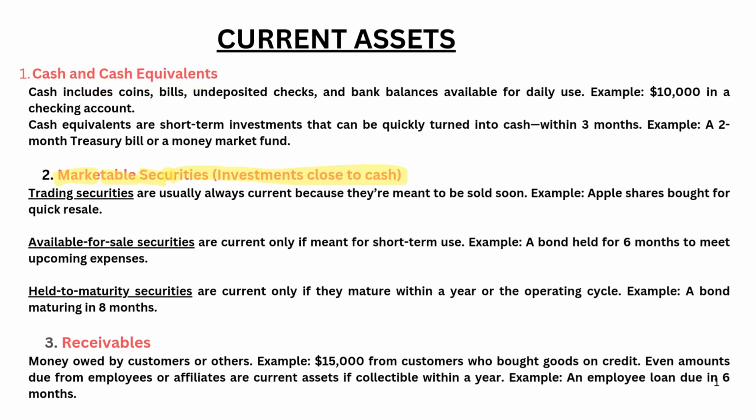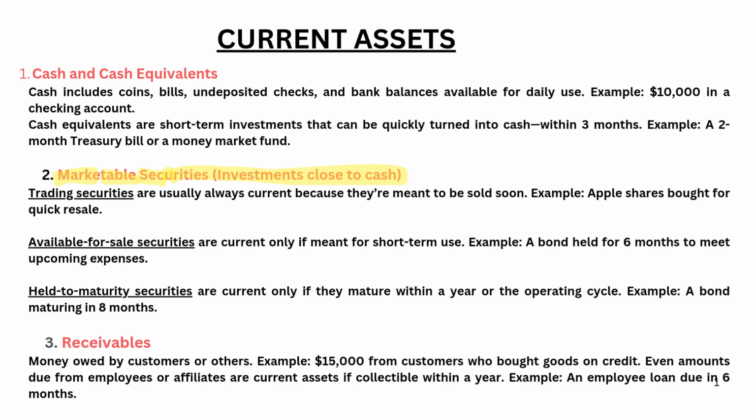2. Marketable securities. These are investments that are almost like cash, but not quite as liquid. Trading securities, bought to sell quickly, so they are always current. Example: a company buys Apple shares to resell within a few weeks. Available for sale securities are current only if the company plans to sell them soon. Example: a bond held for just 6 months to cover future expenses. Held to maturity securities are current only if they mature within a year. Example: a bond maturing in 8 months.